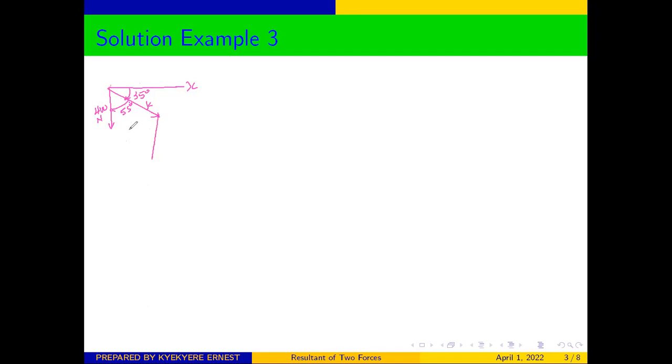As you can see on the screen, we want to form our parallelogram. Good. So once you have been able to form the parallelogram, we know that the opposite sides of a parallelogram are equal. So if this is 400, this side will also be 400. And if this is K, this side will also be K. And then we know that the opposite angles of a parallelogram are equal. So if this angle is 55, this angle will also be 55.